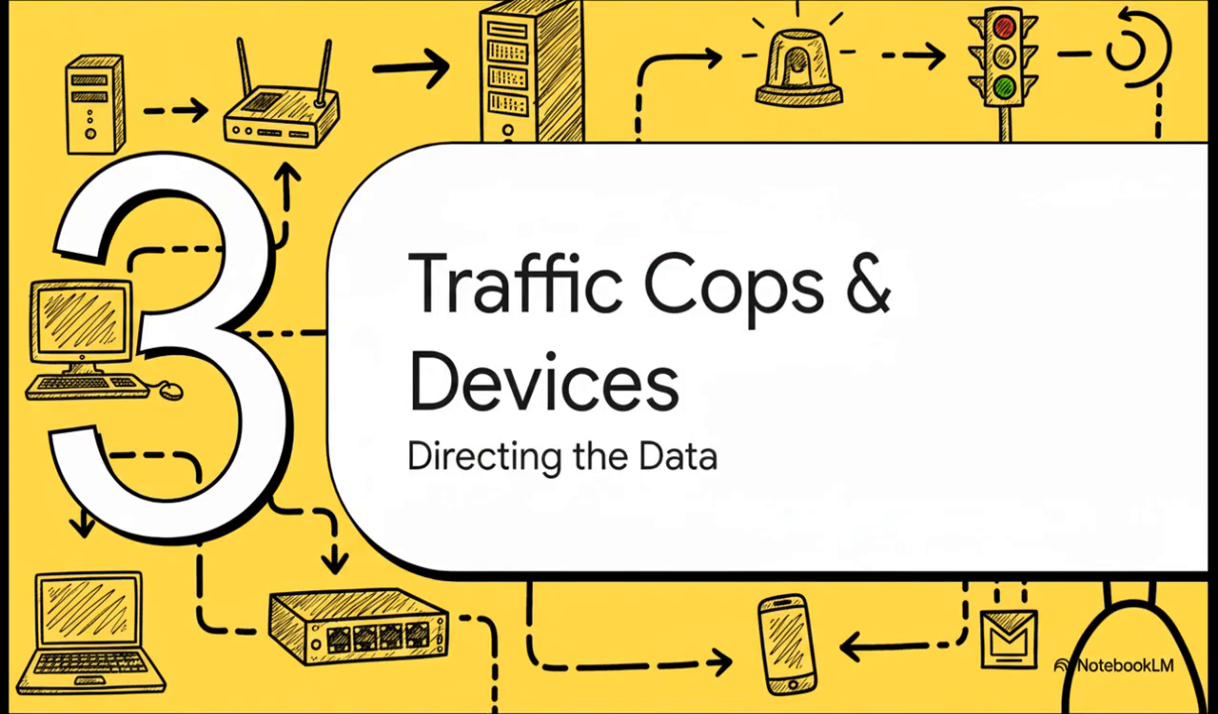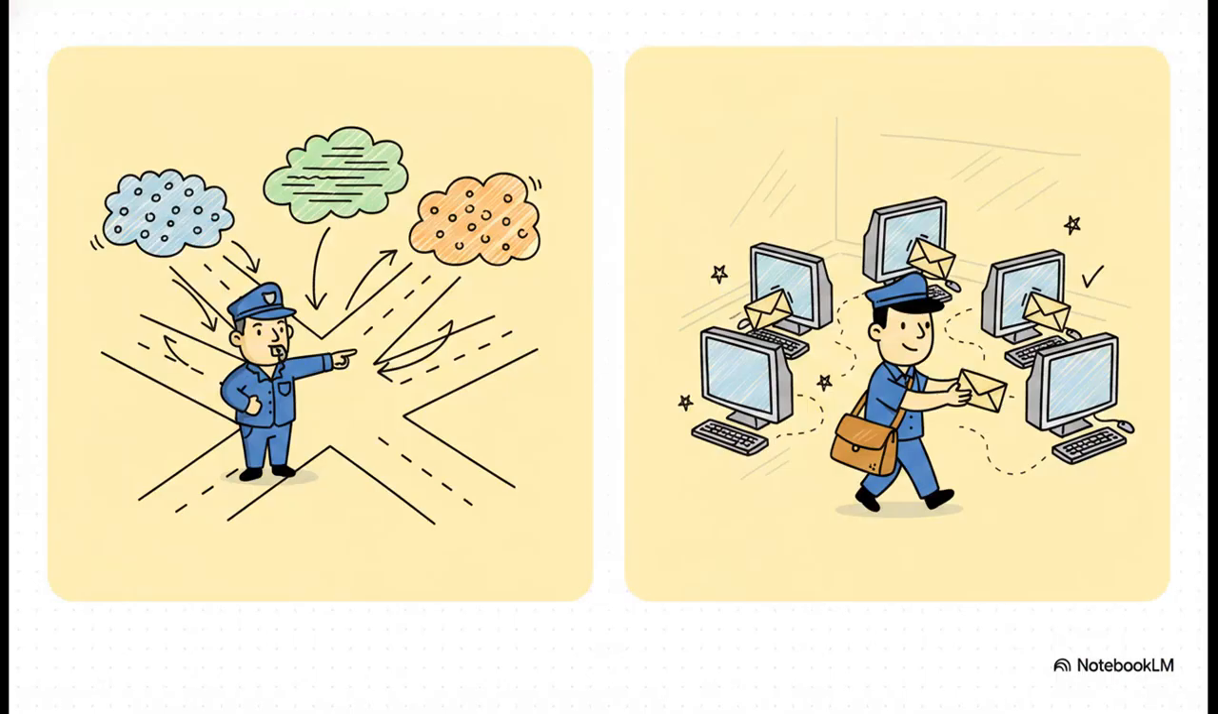Moving right along to Section 3, Traffic Cops and Devices. Because now that we know exactly how these devices get addressed, how do we actually direct all this massive traffic? Let's take a look at the physical hardware doing the heavy lifting. When we talk about the hardware behind the scenes, there are two major players you need to know: the router and the switch. Think of the router as the smart traffic cop.